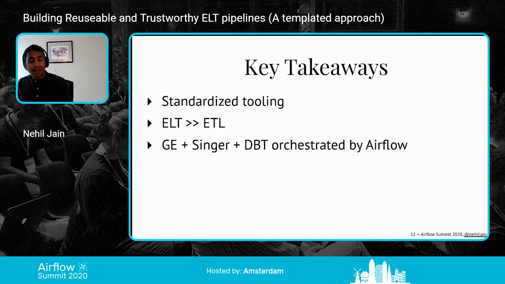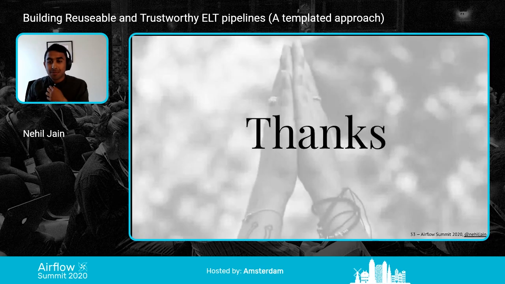And in the end, key takeaways are: standardized tooling for these types of pipelines will help solve a lot of problems, especially self-serving data analytics and scaling them easily. ELT works much better than ETL, and stitching together these components of Great Expectations, Singer, DBT, orchestrated by Airflow is a great solution to achieve this. It's not there yet, but I'm pretty confident we will very quickly get to a point where it's ready for production and widely adopted. Thank you.